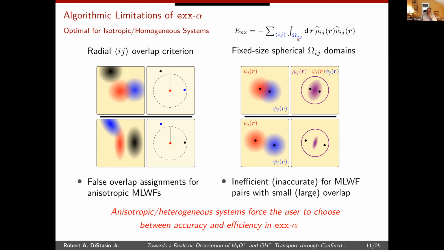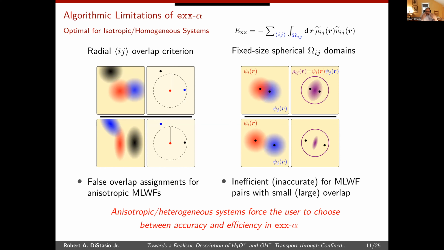Okay, so the second problem is we use fixed size spherical domains. All right, so now all we have to have is a domain that encompasses the overlap of the two orbitals. Then we are accurate, but that doesn't mean we're efficient. So what we use is a fixed domain, and we try to set the domain so that it's large enough to overlap the most overlapping pairs. When you do that, you're very accurate, but you're very inefficient when you have orbital pairs that are non-overlapping. So, right, you have a trade-off. You're either inefficient for pairs that have a small overlap, or if you choose it to be smaller, you're going to be inaccurate for pairs with a large overlap.